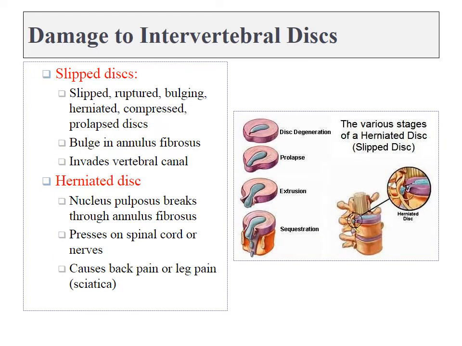A slip disc occurs when the nucleus pulposus either bulges or ruptures through the annulus fibrosus. There are a number of different names for specific injuries to a vertebral disc, but all of them are considered slipped discs. I'm not going to go into any more detail on the names than that. A slip disc can cause pain if the nucleus pulposus bulges or ruptures and pushes on a nerve or the spinal column. Otherwise, it may not cause pain.